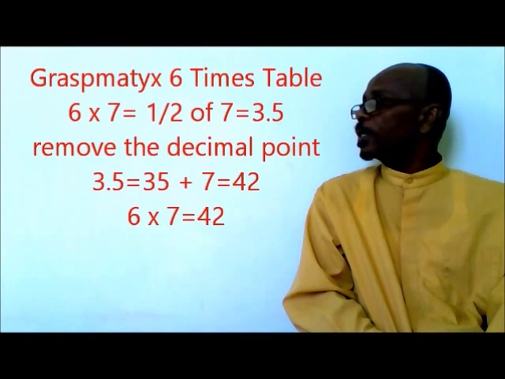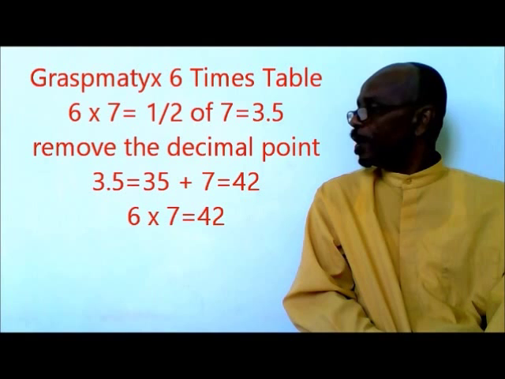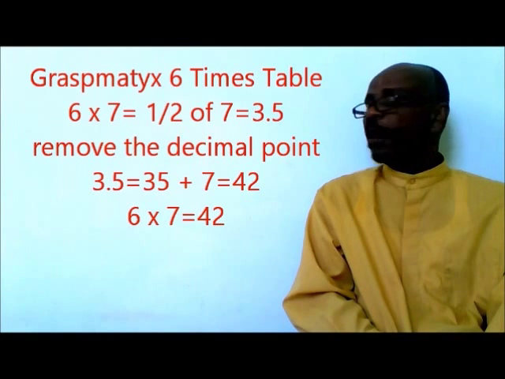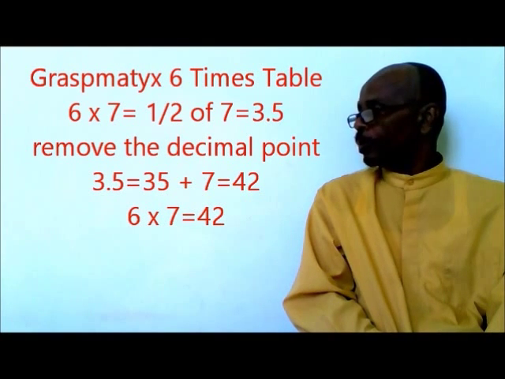Same thing applies for the 6 times 7. The half of 7 is what? The half of 7 is 3.5. When I remove the decimal point, I get 35. I bring over the 7 and add it to the 35, and I get 42. So that's what 6 times 7 is.